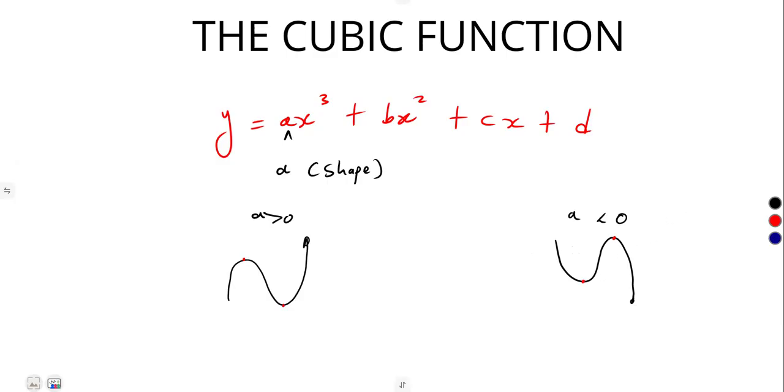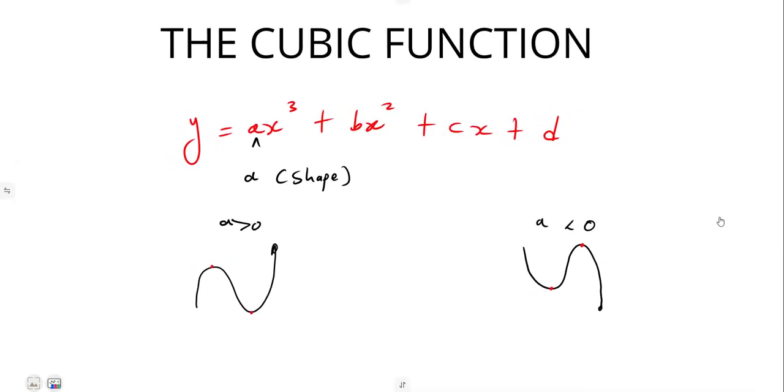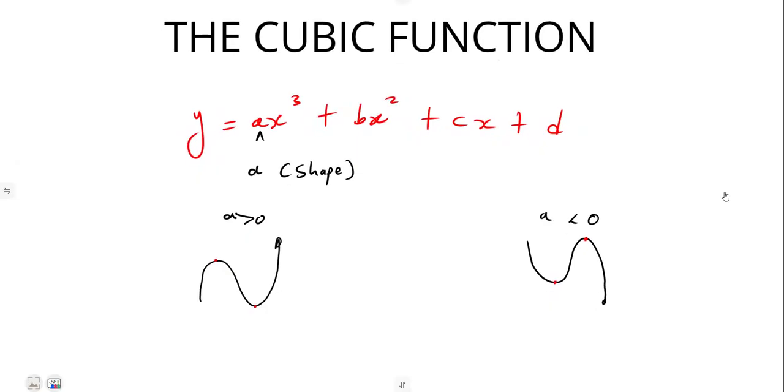All other aspects remain the same. The solutions where the graph is going to intersect with the x-axis, the gradient, all those aspects are as before, just the same. Only that on a cubic function, the solutions we're going to expect to have are 3 solutions, 1, 2, 3.